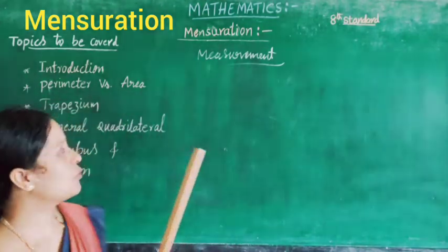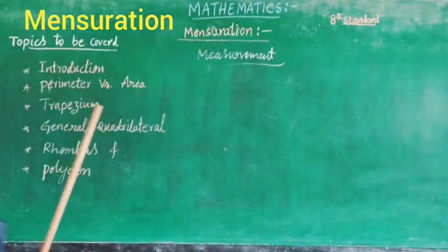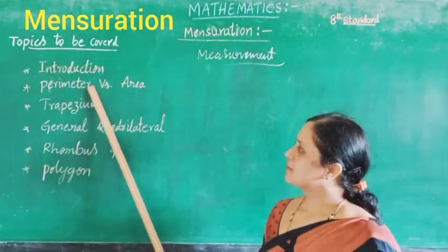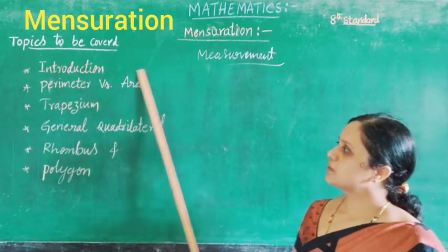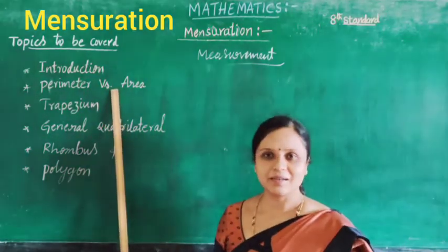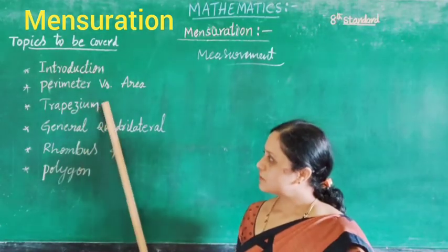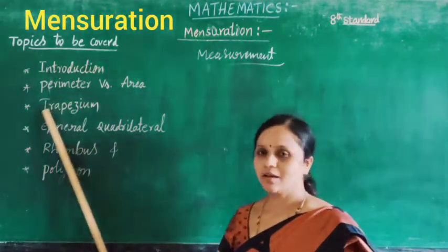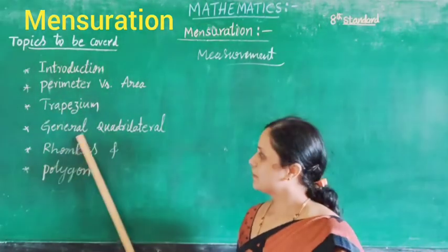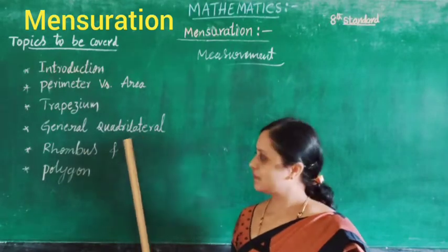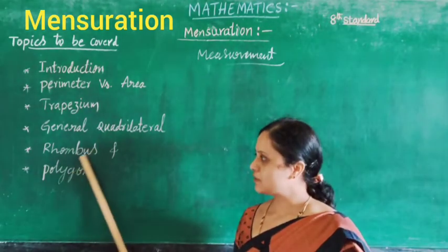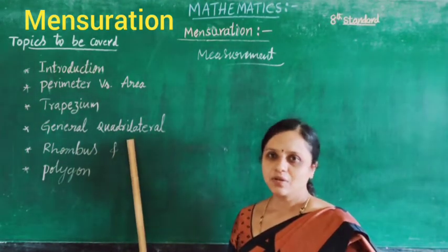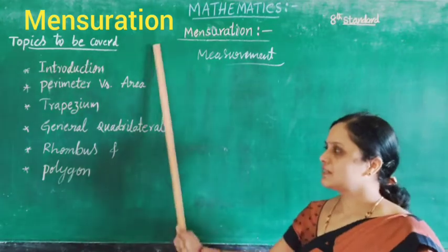So what are the topics to be covered in this lesson? The first one is introduction. Second one is we have to learn about the perimeter versus area. Next one is trapezium. What is meant by trapezium? Trapezium is another closed plane figure. General quadrilateral, rhombus and polygons. Rhombus and polygons are also types of quadrilateral. So in this chapter we have learned all these terms.